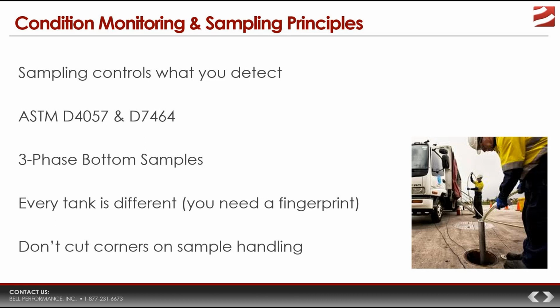And these three-phase bottom samples contain bottom water, they contain rag layer, that's the biological matrix stuff that's formed at the interface between the water and the fuel. And they also contain what they call near bottom fuel, which is fuel that is typically between 10 and 16 inches above the water phase. Important point number three: every tank is different, which means you can use condition monitoring to identify your own system or your own tank's microbial fingerprint without having to rely on what's applicable to everyone else.